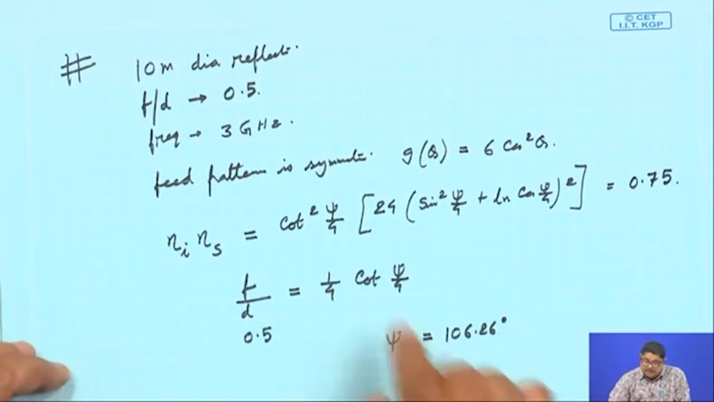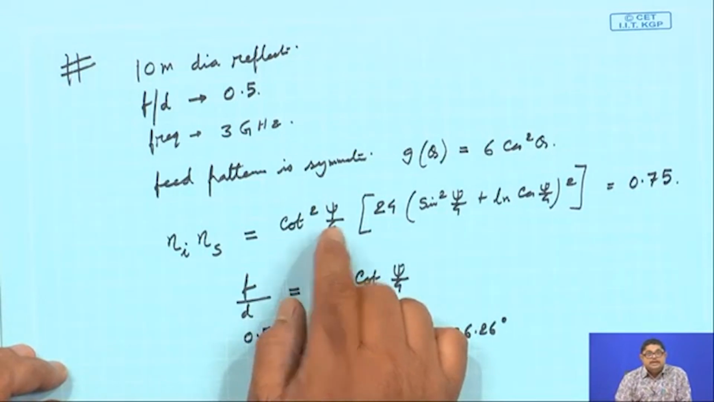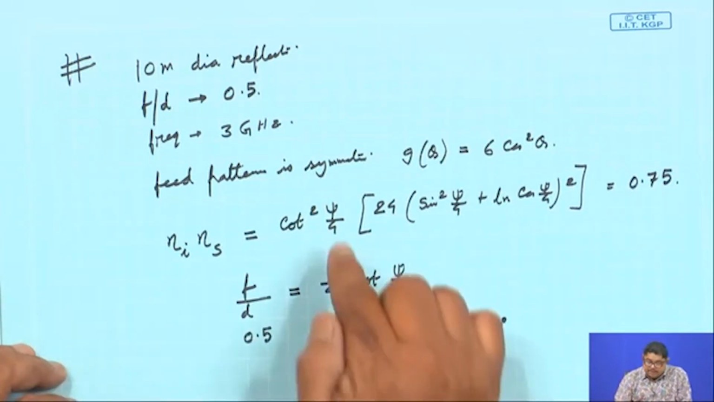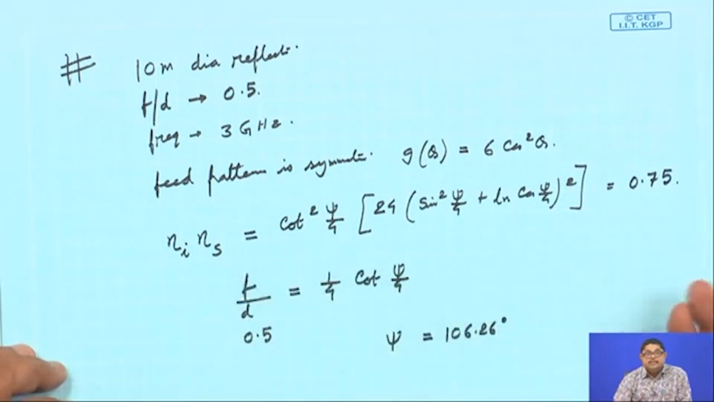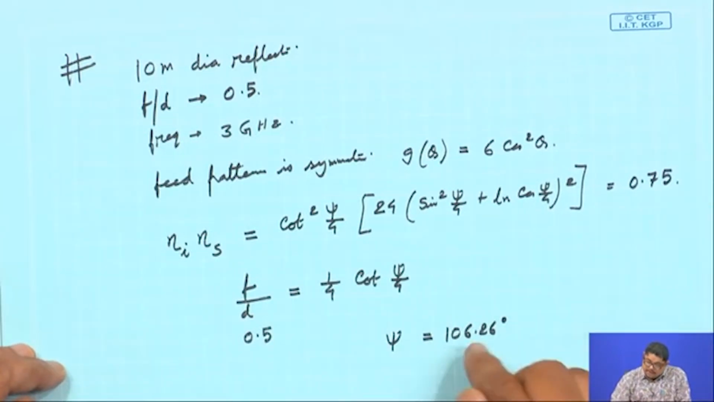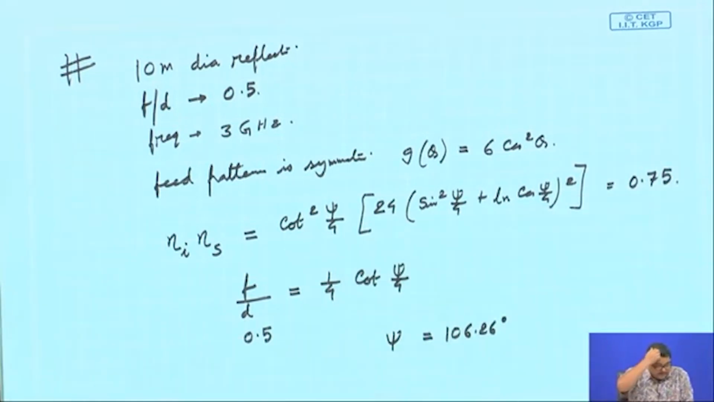Obviously, this is not an optimum, because the f by d ratio is given, so we could not choose that. If we could, then we could have chosen from the graph to maximize eta s. For n equal to 2, that value would have been 130 degrees, but here it is actually 106 degrees. So, that is why it is coming as 0.75.